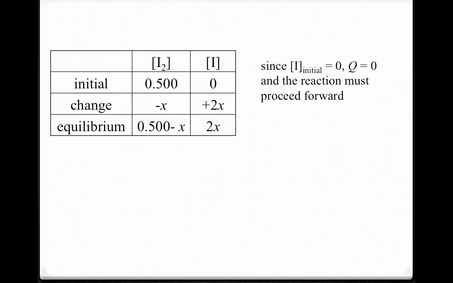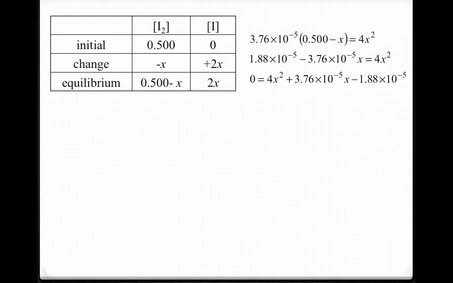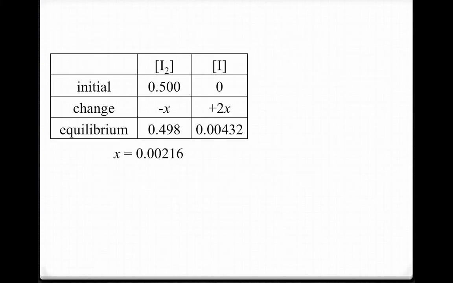A next problem: for the following reaction, the value of Kc is given at 1,000 degrees. If 1 mole of I2 is placed in a 2-liter flask and then heated, what will be the equilibrium concentrations? Notice I've made my ICE chart. We know it's proceeding forward. I'm given 0.5. Remember, if you're not given another initial, you just assume it's 0. I do my changes in terms of X, and then I'm going to solve.